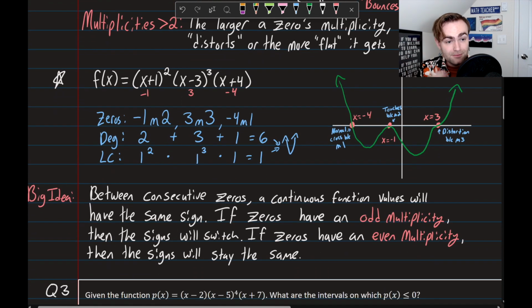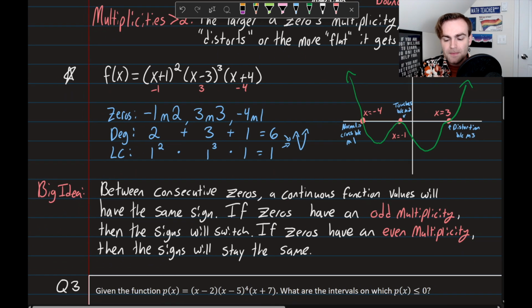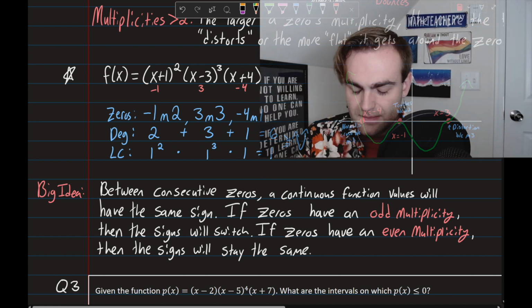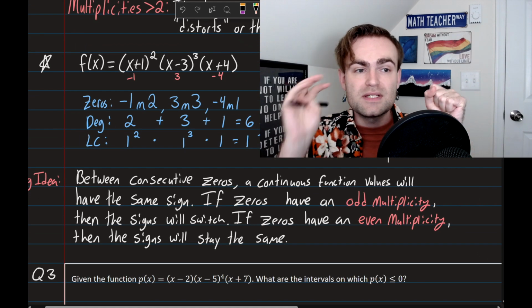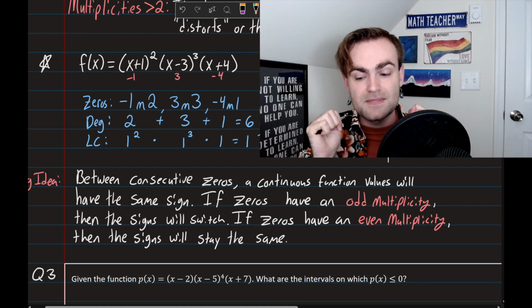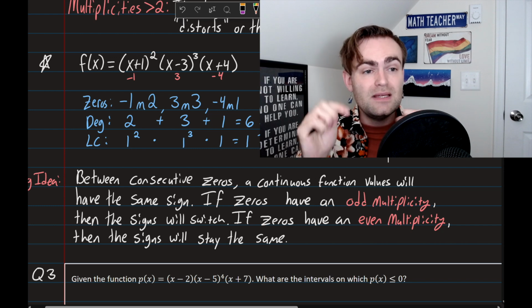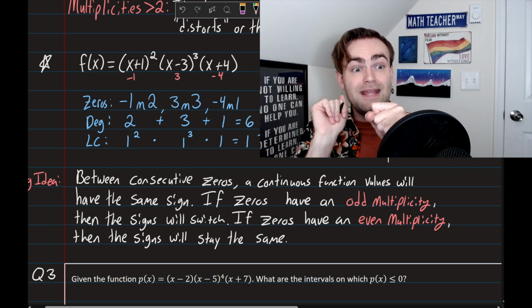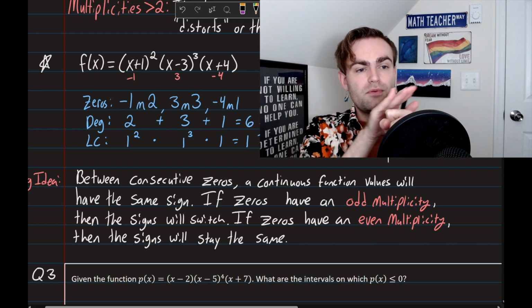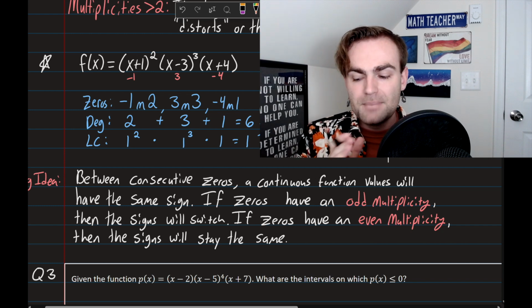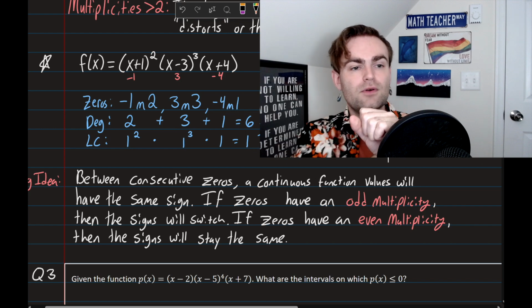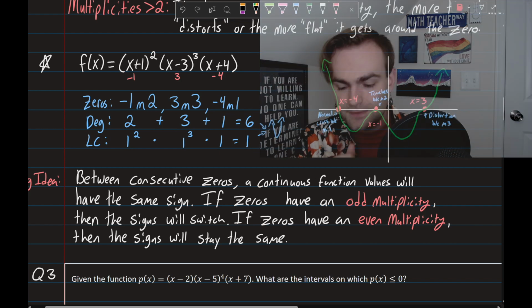So, a big idea I've already harped on a little bit. If you have consecutive zeros, a continuous function will have the same sign between them. So if I have a 0 at 0 and a 0 at 1, everything between 0 and 1 should have the same sign. If I have an odd multiplicity at that 0, and it was positive before, it should be negative after, or vice versa, negative before, 0, positive after. But if it's an even multiplicity, it'll be positive, 0, positive, or negative, 0, negative.